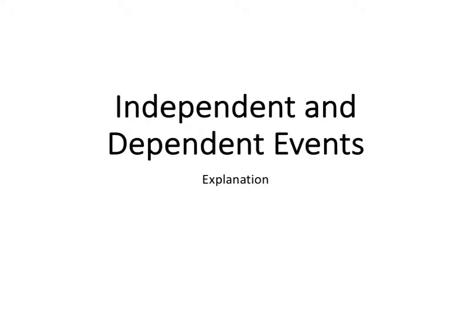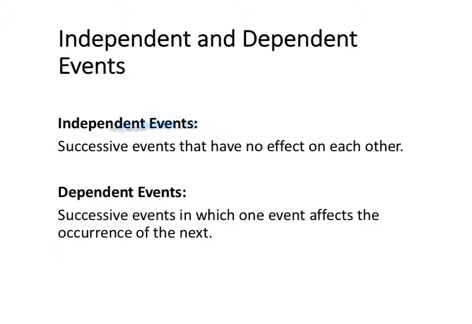In this video, we're going to have a look at independent and dependent events within probability calculations. Now, independent events are successive events that have no impact on each other. So we have event A and event B, and event B has no impact from event A, and event A has no impact on event B.